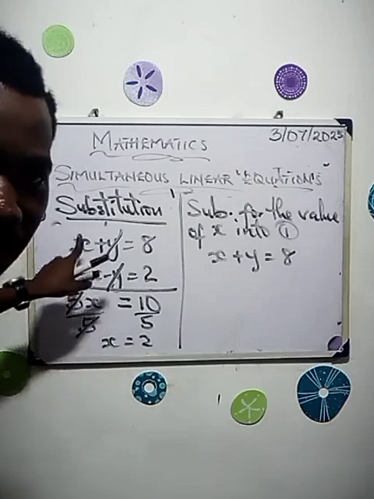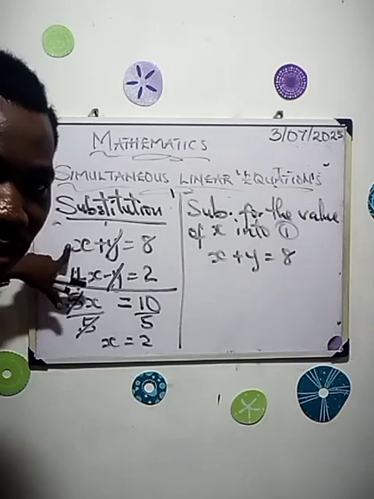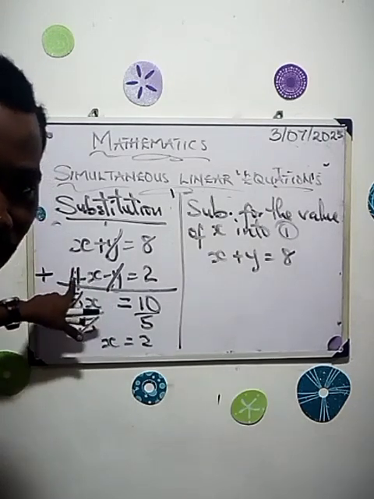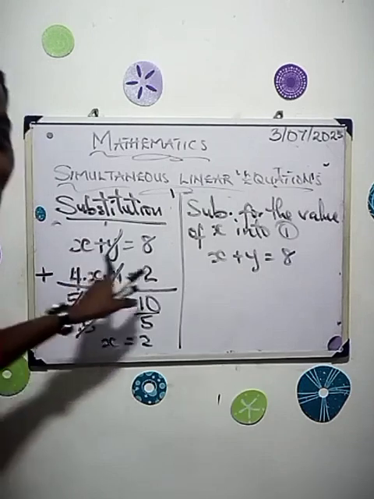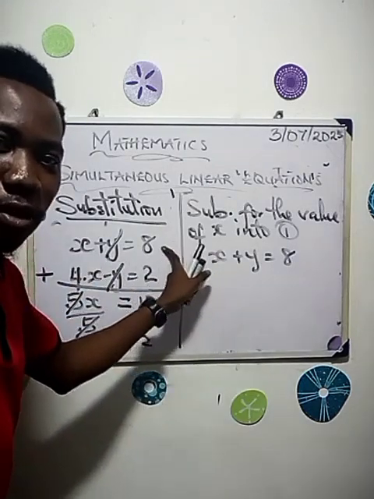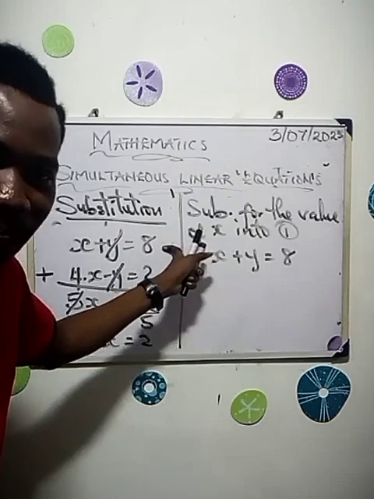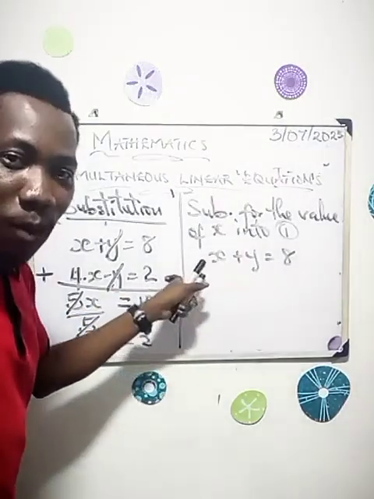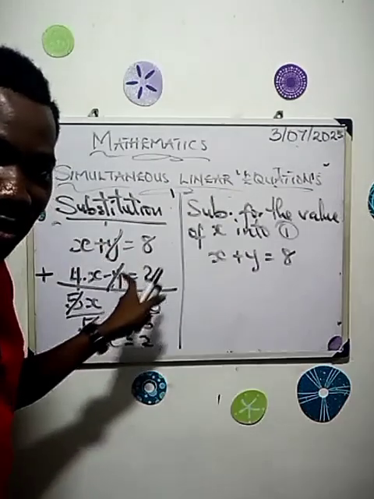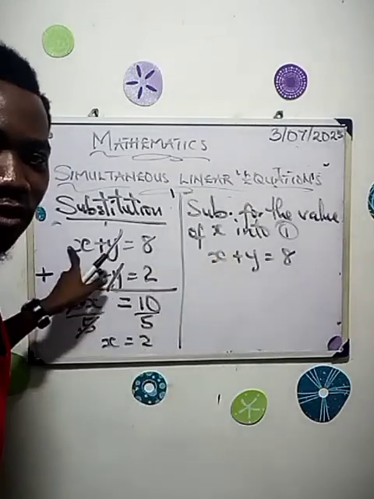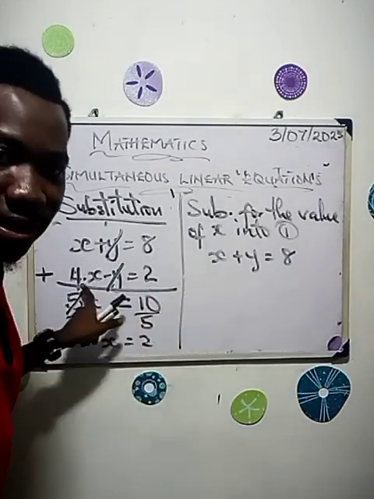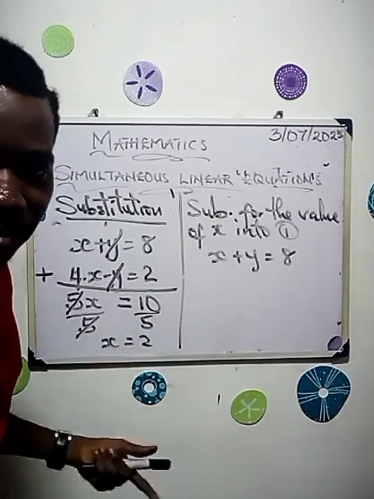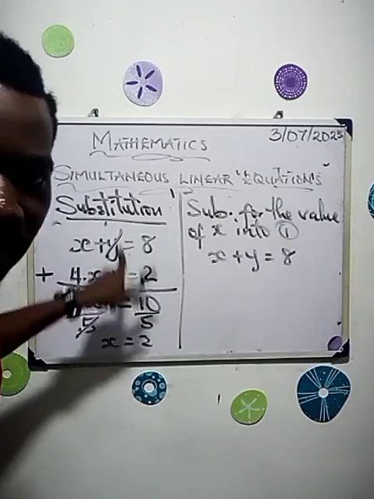If I decide to eliminate x, look at x here, the coefficient is 1, and x here, the coefficient is 4. They are not the same. So it will mean that I will have to multiply all of this by 4 and multiply all of this by 1 for me to make them the same. By the time I multiply this by 4, this will give me 4x, and multiply this by 1, it's still 4x. So then I can now eliminate, right? But these are already 1 and 1.